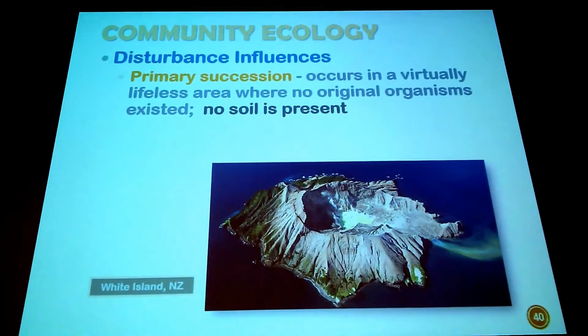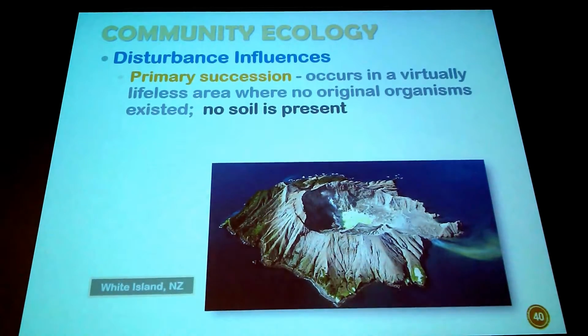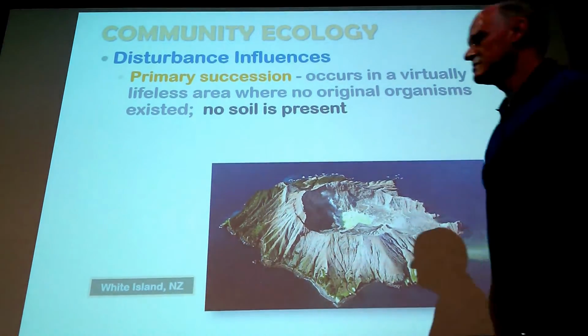Now, what happens with disturbances? You have two different ways habitats arise. One is through primary succession. It occurs in a virtually lifeless area where no original organisms existed. No soil is present. That last part is pretty significant. That's the big distinguishing factor between primary succession and the next one I'm going to give you, secondary succession.